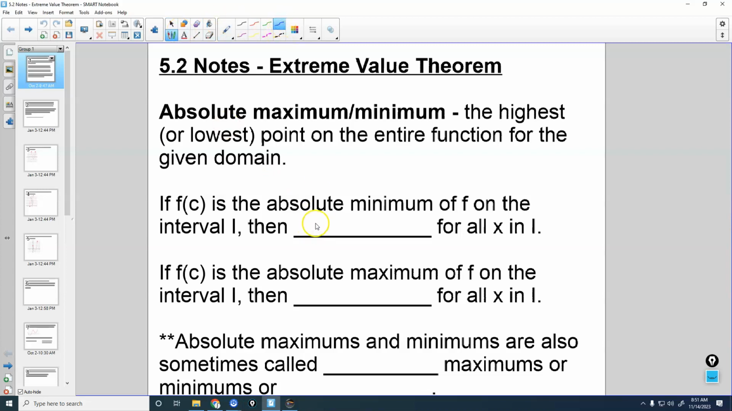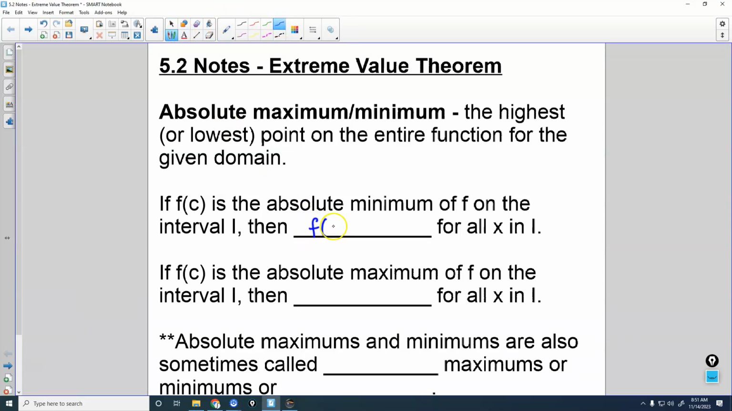f of c is greater than, oh, I'm sorry, this is a minimum. Fix that. f of c is less than or equal to f of x for all x in the interval.